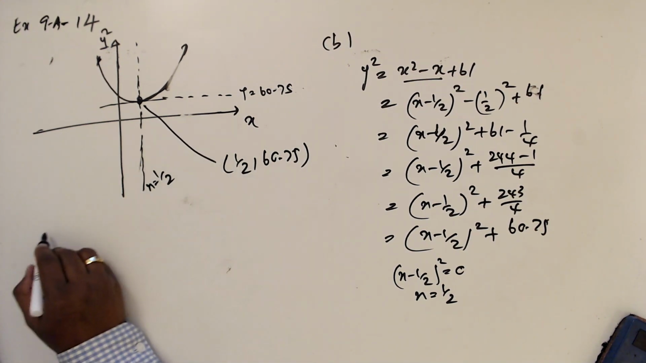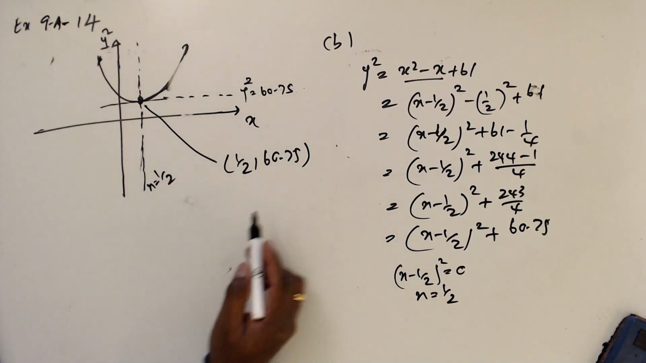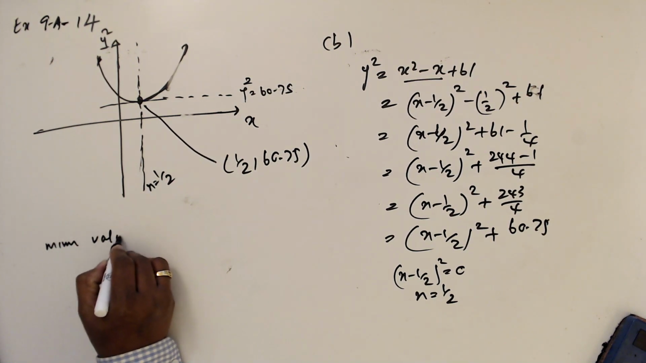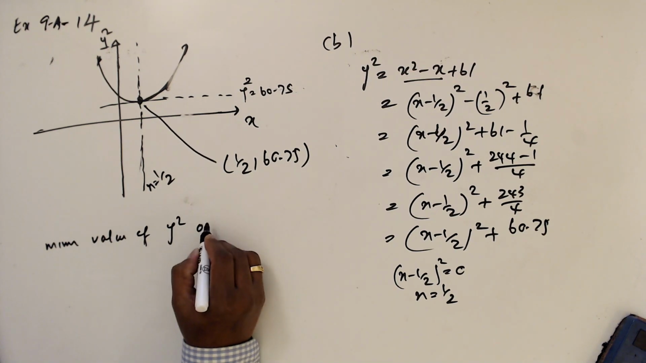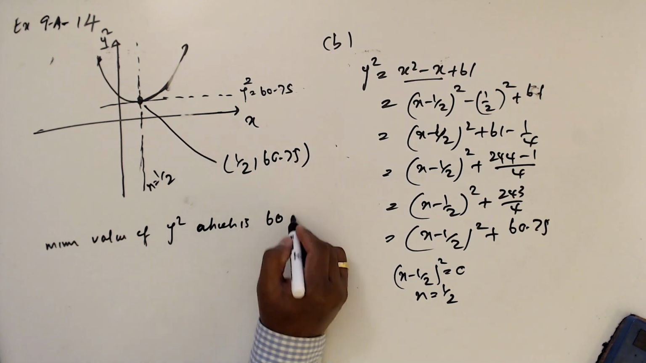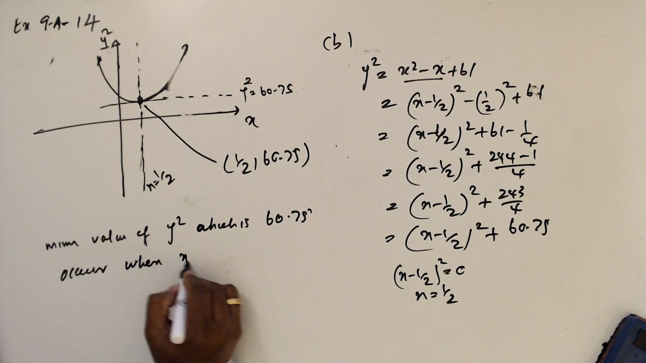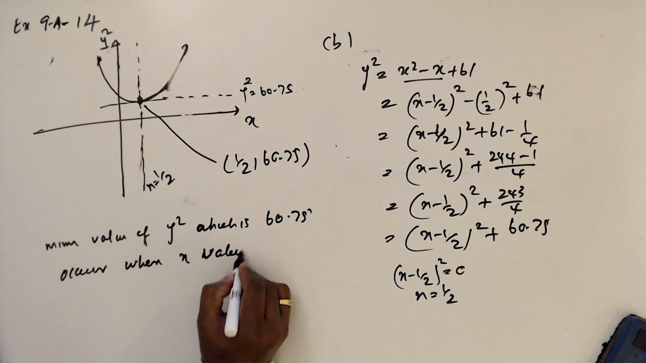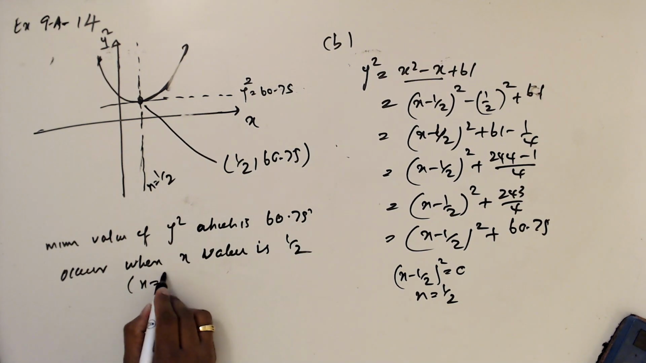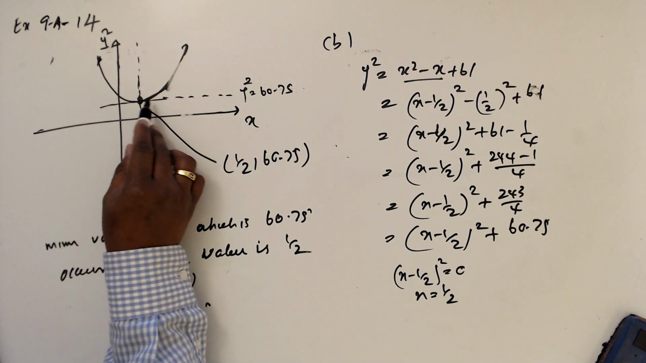So the minimum value of y square, which is 60.75, occurs when the x value is half. If you put any other x values, it's not going to be a minimum.